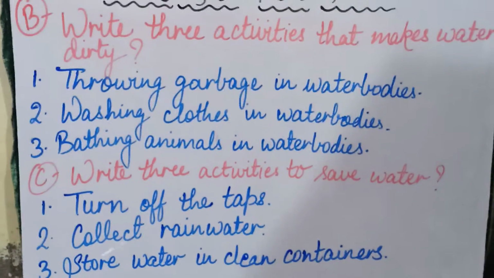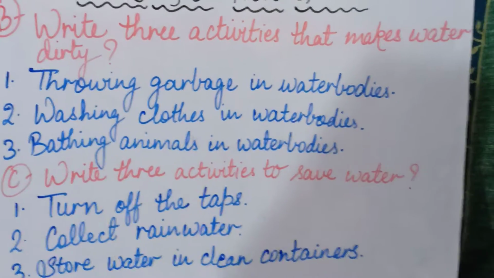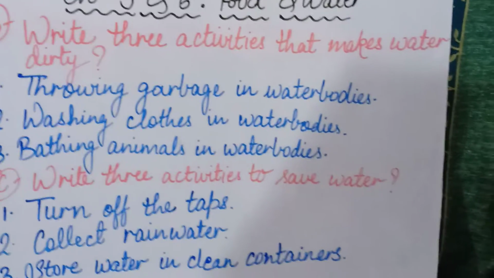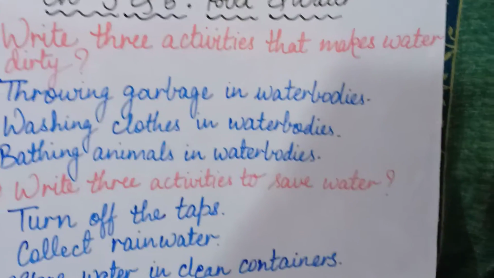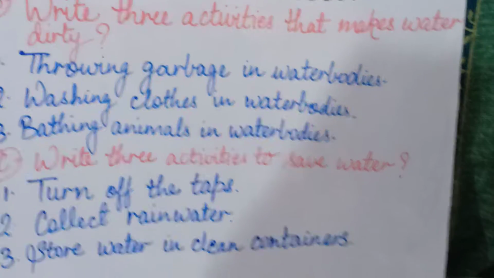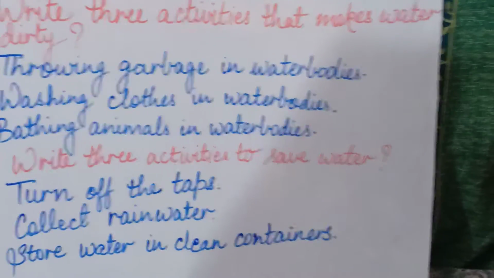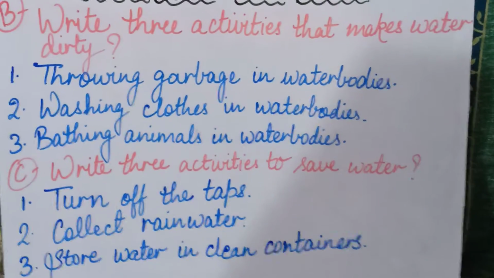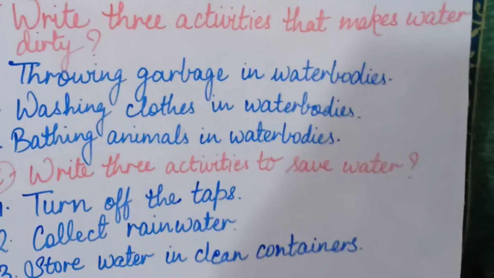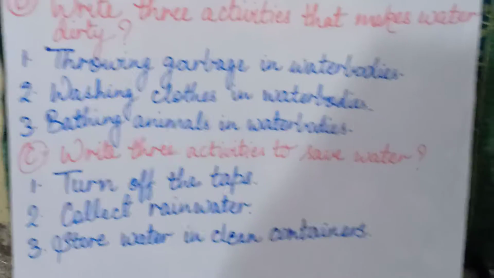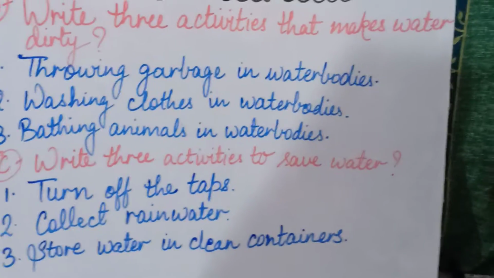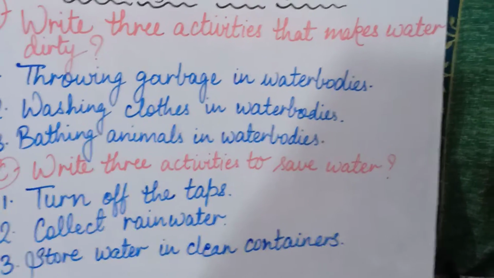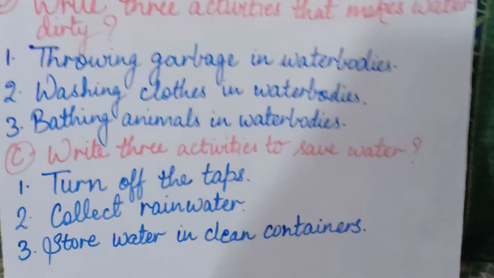OK, then the third point is store water in clean containers. Whenever you feel that there is a shortage of water, just take some clean containers and store water beforehand for your future use. You can use this stored water in your homes also for many things. Is that clear? I hope you all have understood this.